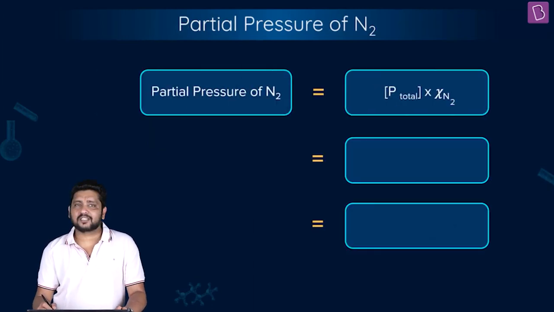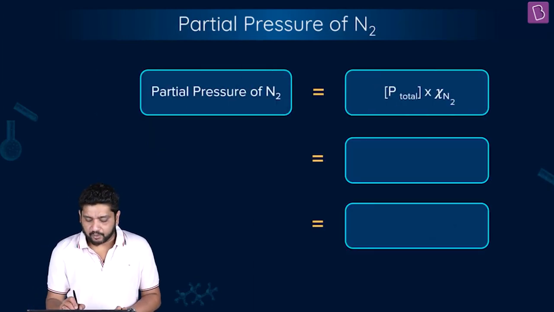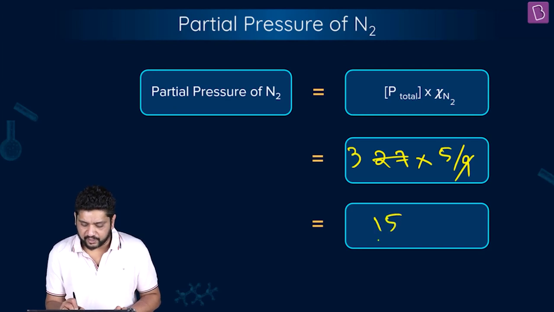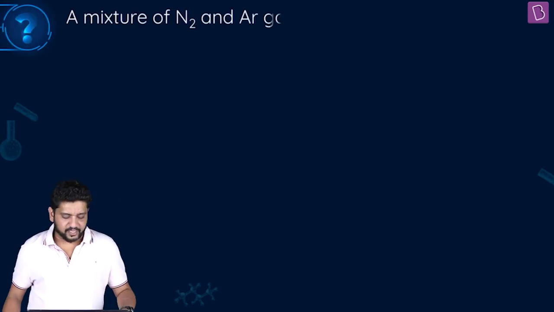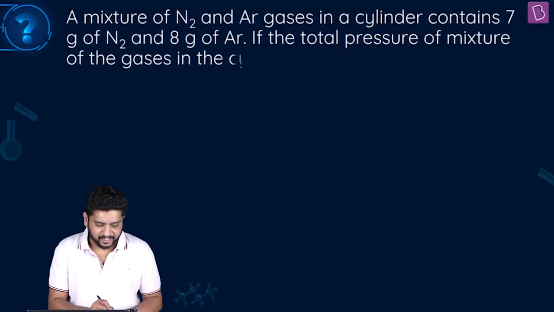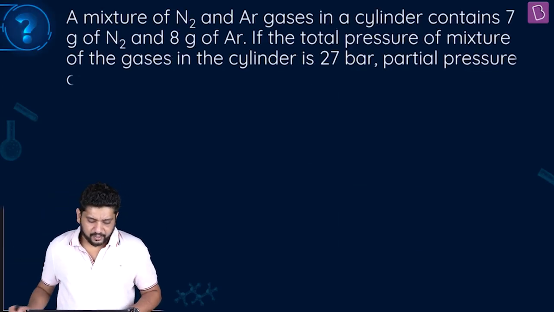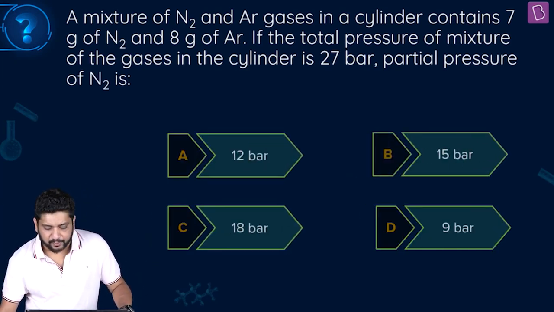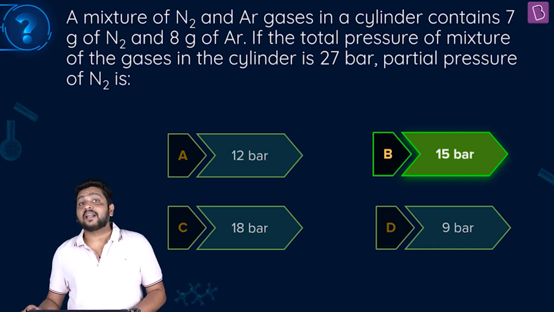But we need the partial pressure of nitrogen alone, right? So total pressure was 27 into the mole fraction of nitrogen, which we got as 5 by 9. So this you can see is 3 into 5, which is 15 bar, right? So of course, we are looking for our correct answer here. We already have calculated it. We got the answer to be equal to 15 bar, which is our B option.